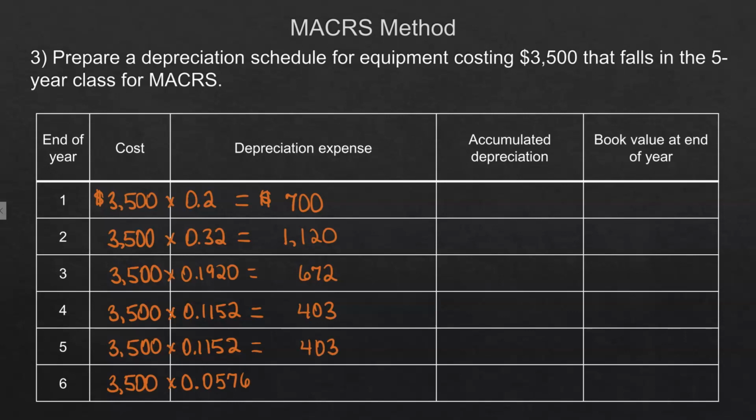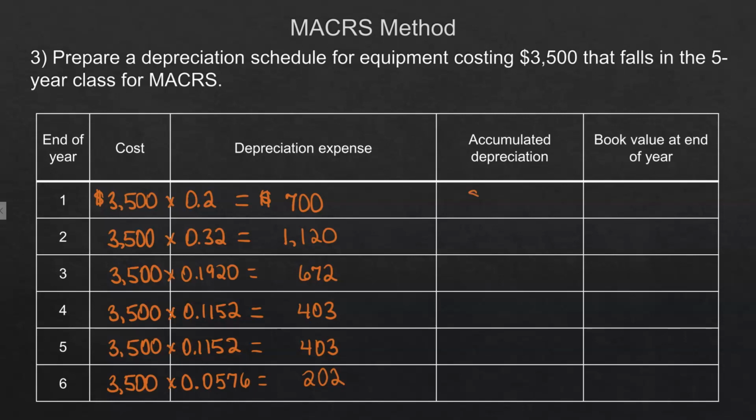And notice, even if they need to be rounded, we want to round them to a whole number, the nearest whole number, based on rounding rules. And last we have 202. Now our accumulated depreciation will just be, we'll just add this up line by line, right?